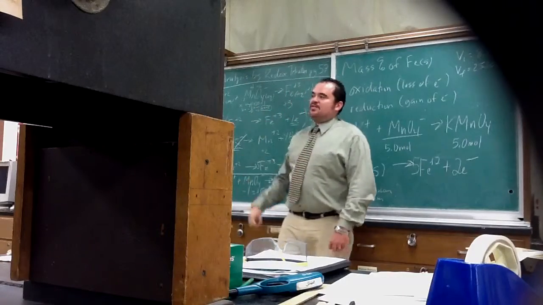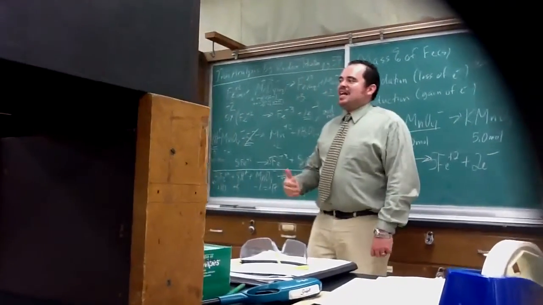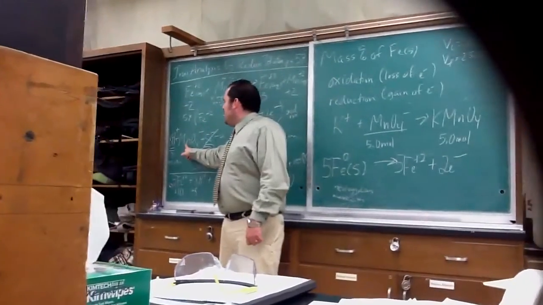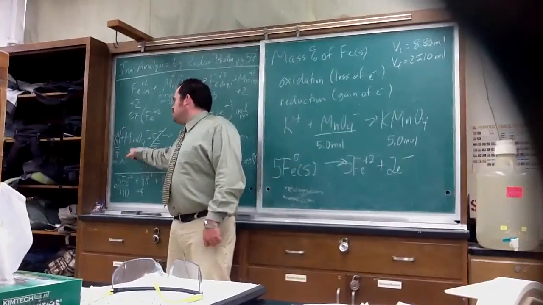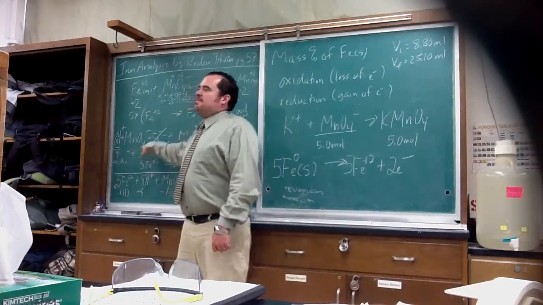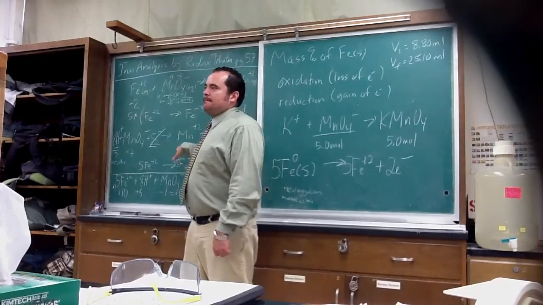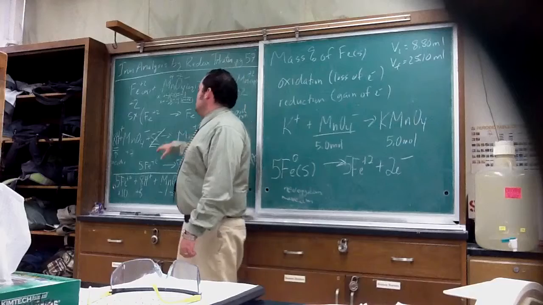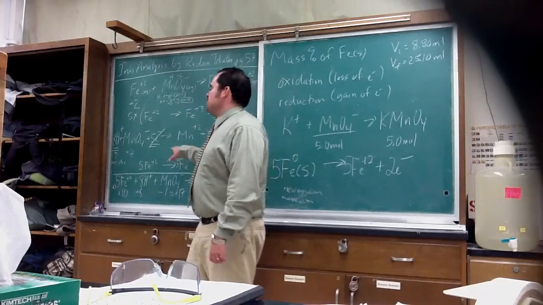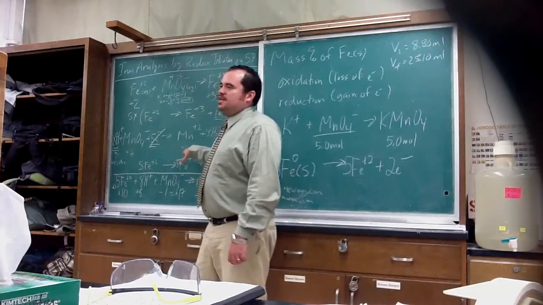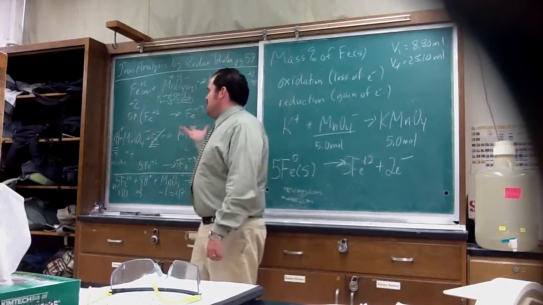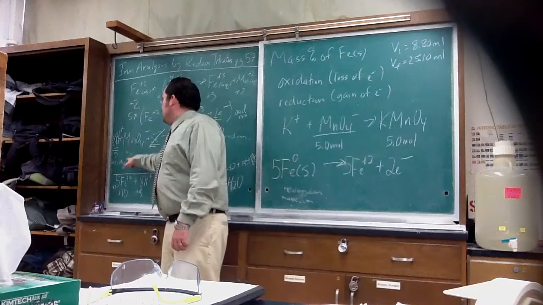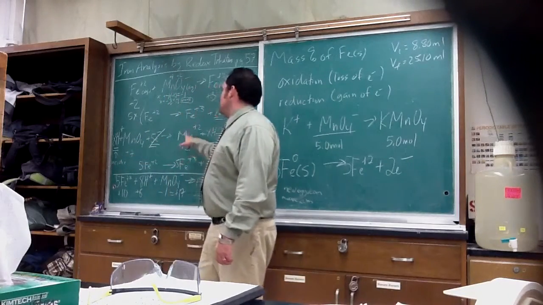Equals plus 7. So the assigned oxidation number for manganese in permanganate is plus 7. Plus 7 to plus 2 is what I'm trying to get to. Okay? Now, to do this, you need a certain number of electrons, right? So the charge is the same. Over here it is plus 7, and the charge over here is plus 2.